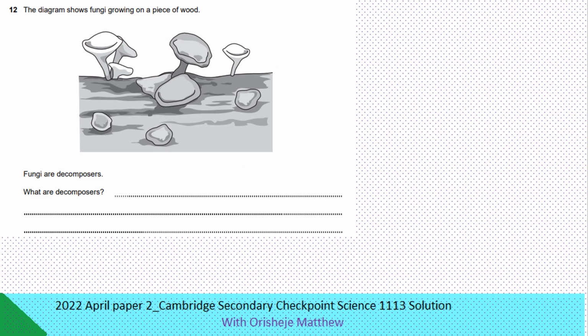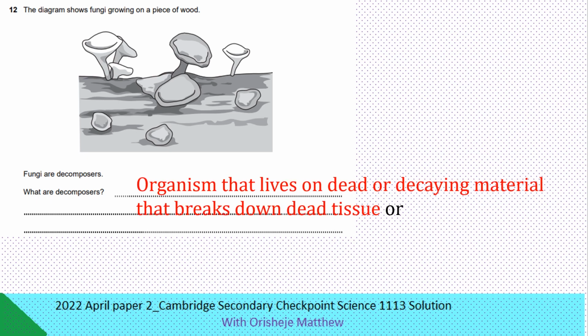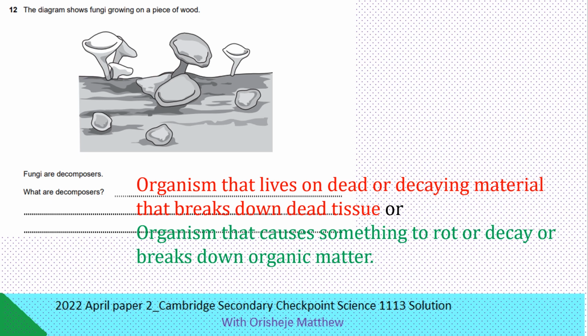Question 12. The diagram shows fungi growing on a piece of wood. Fungi are decomposer. What are decomposer? Organisms that live on dead or decaying material that breaks down dead tissue. Organisms that cause something to rot or decay or break down organic matter.